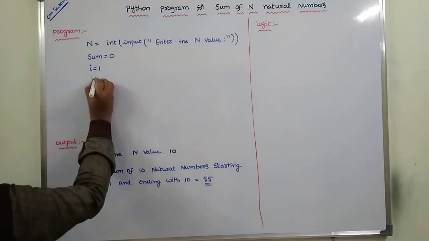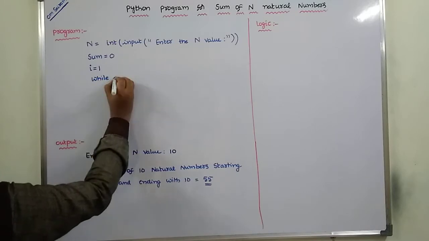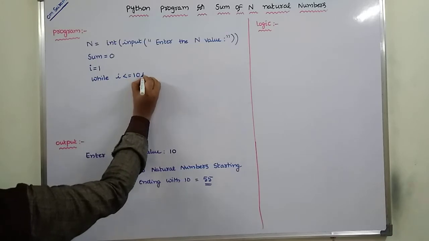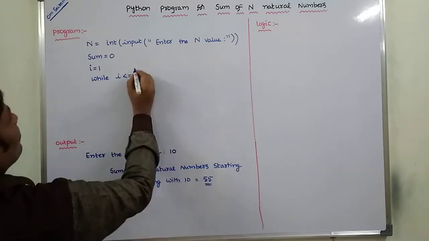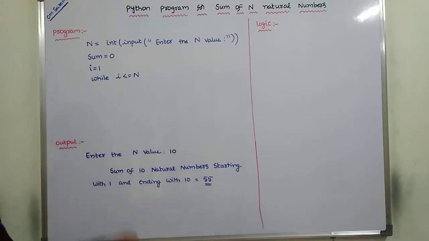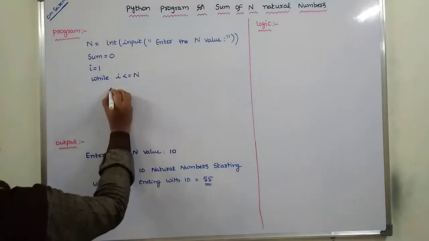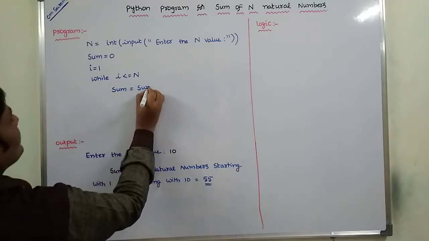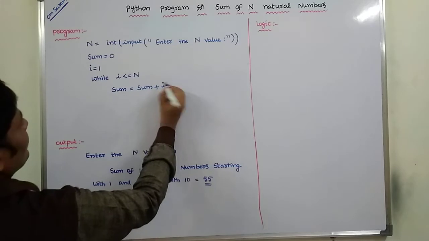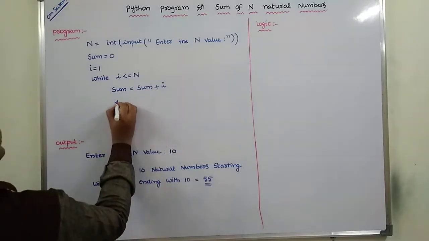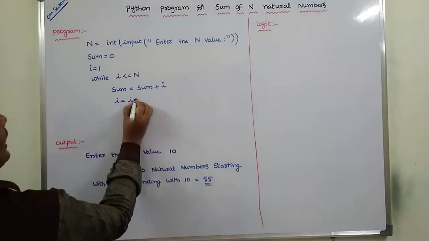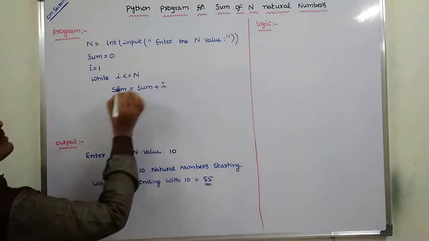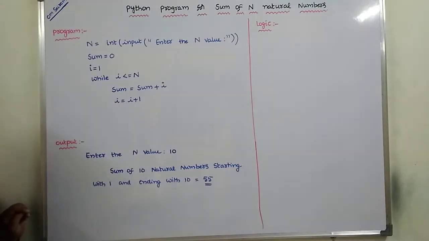Next, while I less than or equal to n because n is equal to 10. Next one, sum is equal to sum plus I. Okay. Next one, I is equal to I plus 1. Okay. So these are the two statements in the body of the while loop.